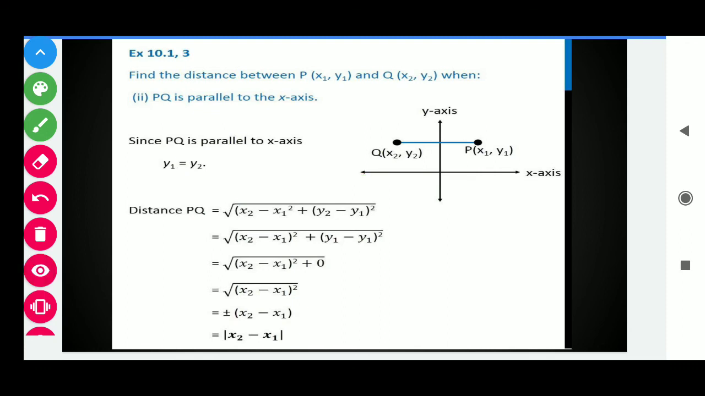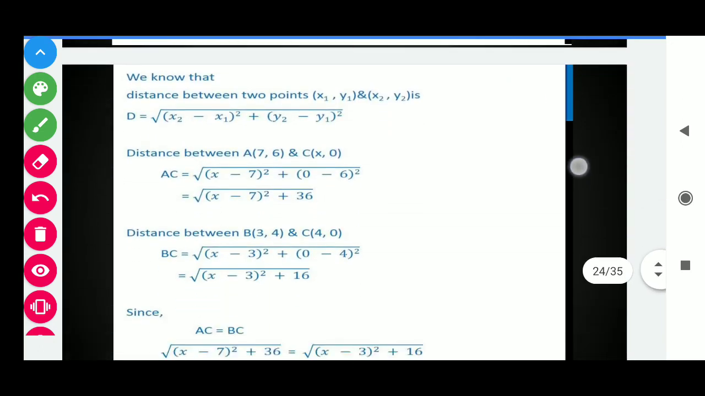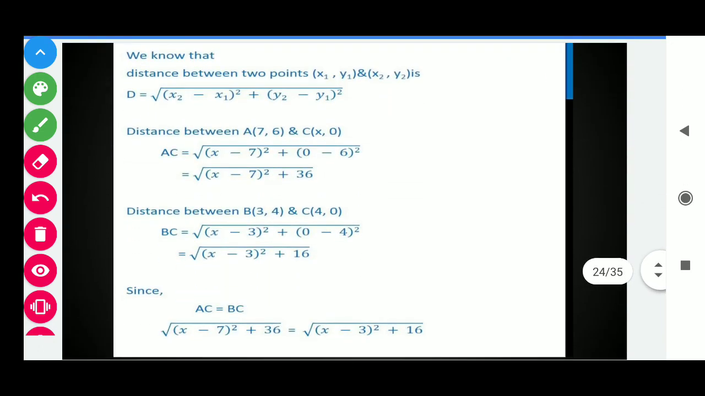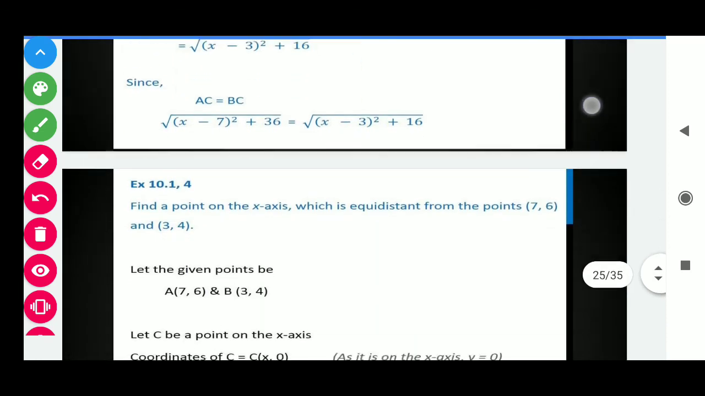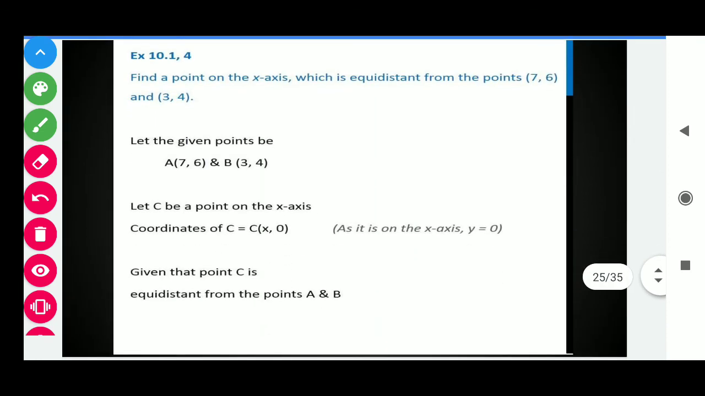And the next ones are results, giving just some examples of how to calculate the distance formula by putting in the values. So students, now we start question number 4.